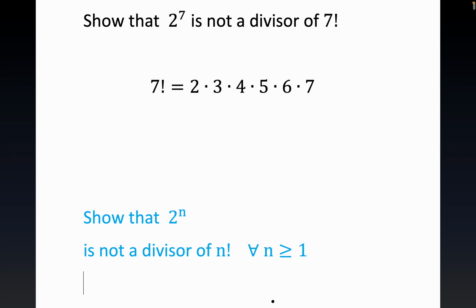Proposition we're trying to prove, but I would like to talk about this special case. We're trying to show that 2 to the n is not a divisor of n factorial in general, of a natural number greater than or equal to 1. Let's work this special case to see if we can detect a pattern.